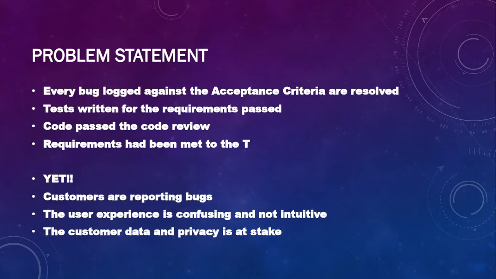Yet, customers are reporting bugs. The user experience is confusing and not intuitive. The customer data and privacy is at stake. These are only a few things I'm listing here. We're not testing for the whole product. We are only constantly checking to make sure, okay, acceptance criteria 1, 2, 3, 4, have you met that or not?